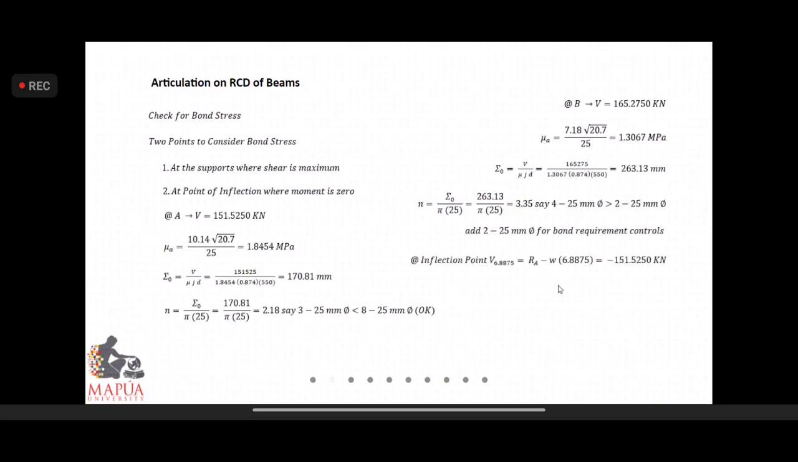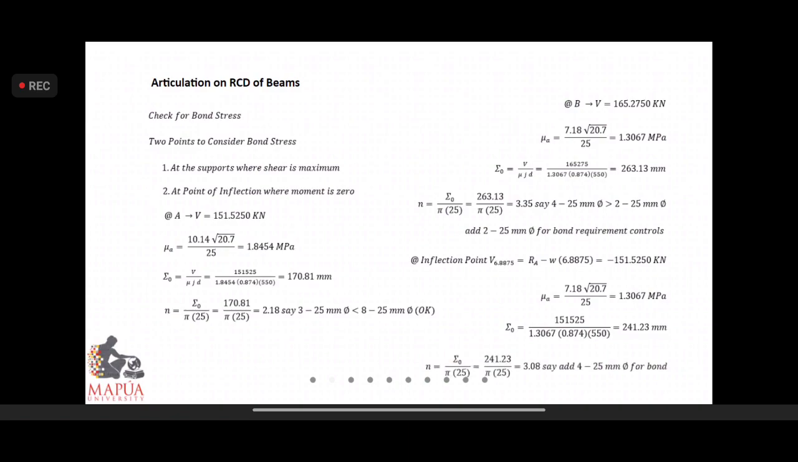At the inflection point, where the moment is zero, this is the shear we have. Then we compute for this one, upwards in tension. Same value, same process to compute the perimeter and the number of bars. So here we need 4, since there is no main bar requirement at the point of zero moment. So it has a requirement of 4.